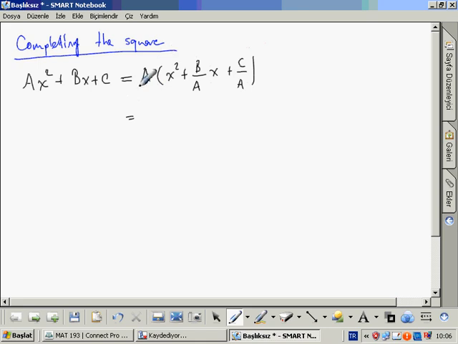And after that, we want to complete the inside of the parenthesis to the square, so we must add some values: x squared plus b over a x, plus b squared over 4a squared, and plus c over a minus b squared over 4a squared.